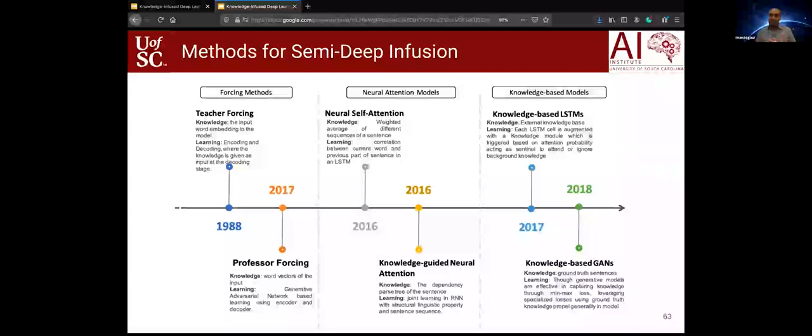What this essentially does is that you have an LSTM model, and in the LSTM model you have LSTM cells. In the LSTM cells, every next movement of the representation of the hidden state is by default. What you want to do is use a knowledge graph in the middle to modulate your hidden representations if they are divergent from the input data. So that's basically a way of guiding the knowledge. And similarly, knowledge guided GANs is another way of using semi-deep infusion.